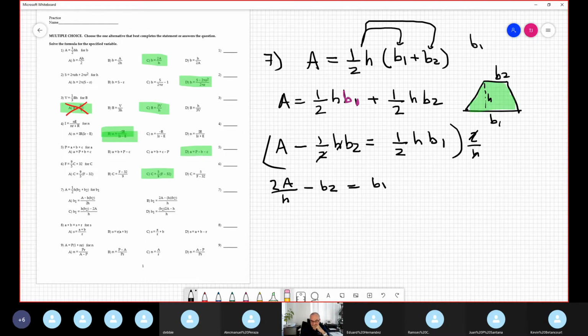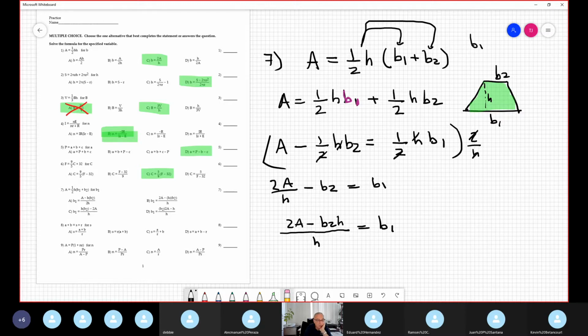Because it's similar, no? These 2s are cancelled, these h's are cancelled. It's possible to express it like that. However, in the multiple choice, I don't see this. It's because the guy condensed this into one common denominator. So you suppose h is the least common denominator, and you have 2A minus h times B2, so that's B2h. And this is B1. And this is the final answer.